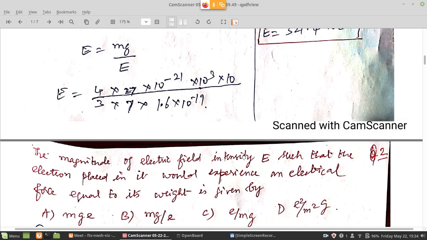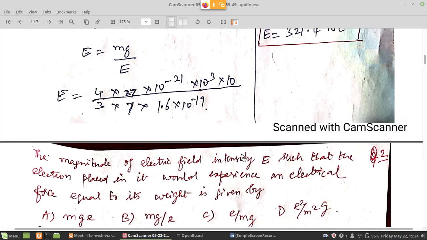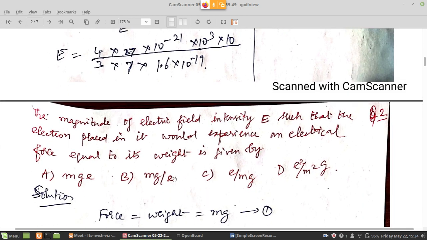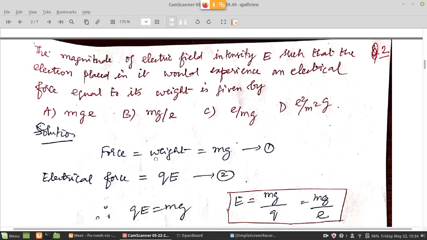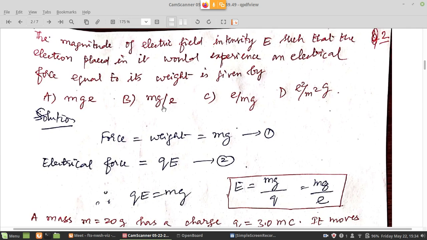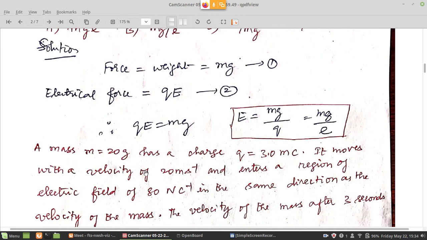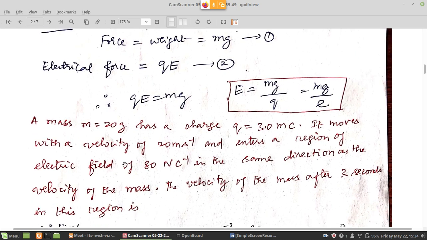Right. The next problem is a very simple question. The magnitude of electric field intensity E such that the electron placed in it would experience an electrical force equal to its weight is given. It is actually the same problem. So the answer is that force and weight have to be balanced. So it is mg by e. So electric field is nothing but mg by e. Now you will directly also remember this formula. It's good. Now next question.